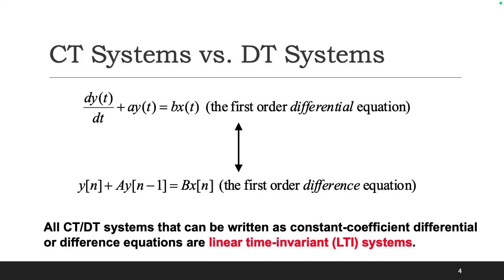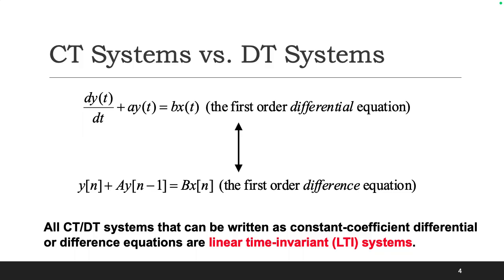We also have the conclusion: all CT-DT systems that can be written as constant coefficient differential or difference equations are linear time invariant systems, which means all CT-DT LTI systems can be written in those forms. Does it make sense to you? This is very important because we mainly focus on first order CT-DT linear time invariant systems, and we will mainly focus on LTI systems in chapter 2. Okay, any questions so far?